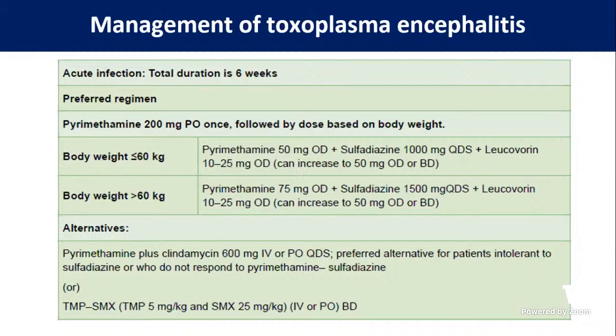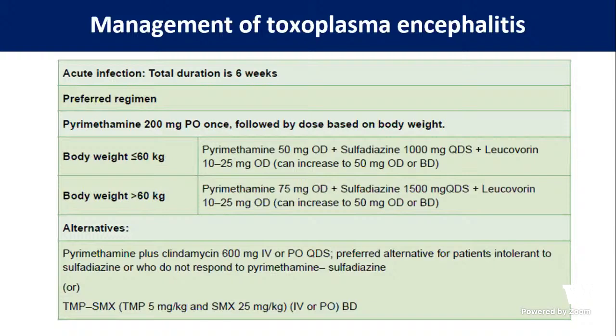So you can give leucovorin also. For body weight more than 60 kg, pyrimethamine 75 milligrams plus sulfadiazine 1500 milligrams plus leucovorin 10 to 25 milligrams. Now what happens is that sulfadiazine is most often not available very easily. So in that situation, you can give pyrimethamine plus clindamycin, which can be given IV as 600 milligrams IV or per oral. They have almost the same bioavailability.